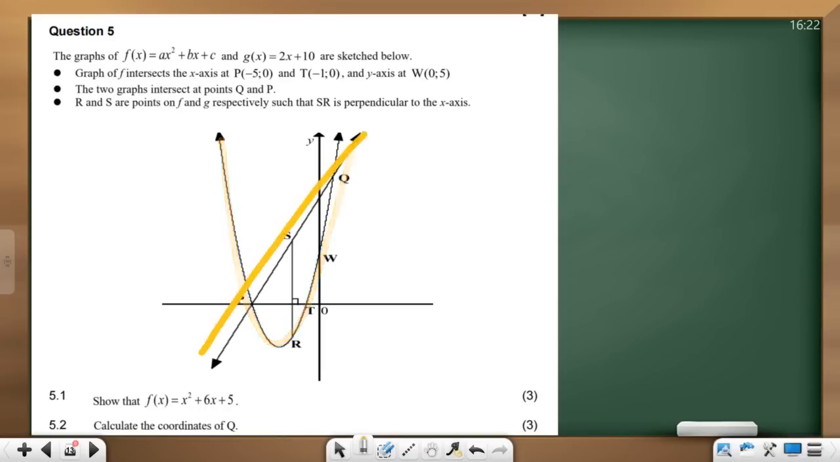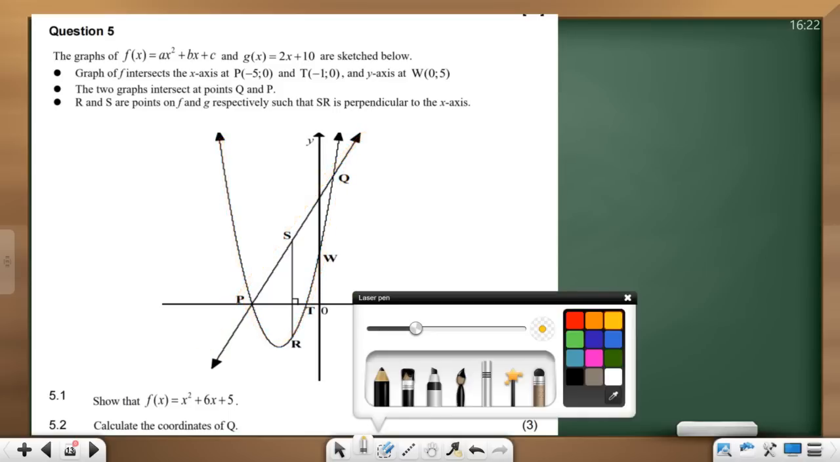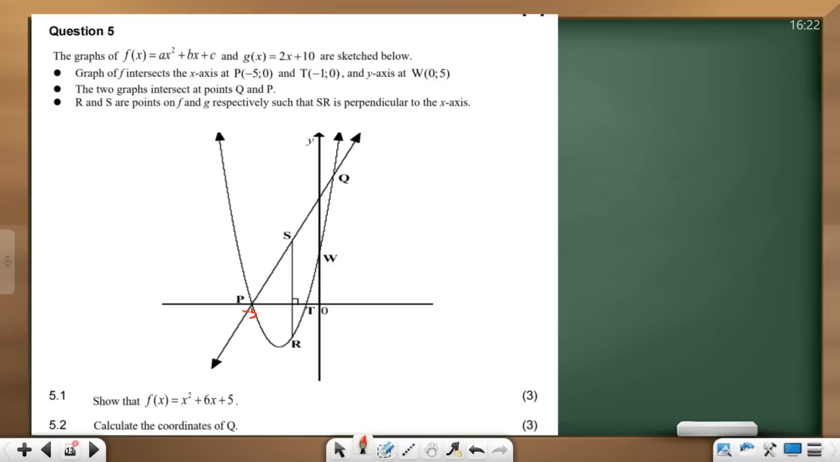The graph of f intersects the x-axis at p. Okay, -5 and 0. It's not there. You know what I would do to make it clear? I'm just quickly going to write that -5 there. And t, 1 and -1. Okay, I almost screamed there, -1. Y-axis w, 0 and 5. Sweet. The two graphs intersect at q and p.